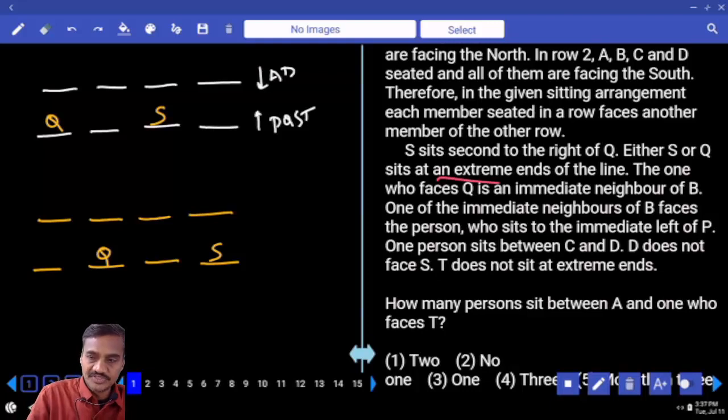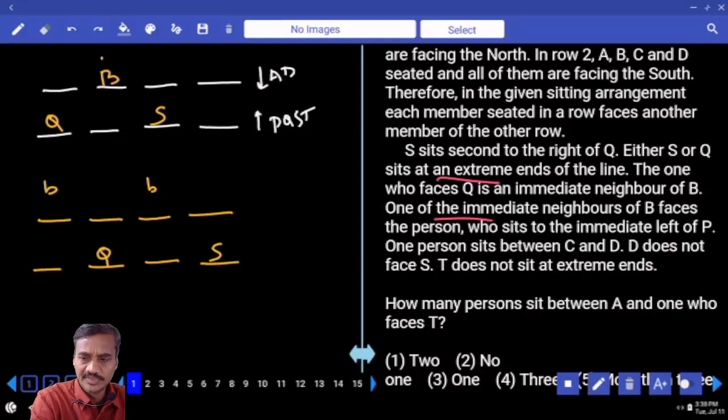The one who faces Q is an immediate neighbor of B. Now here again, the one who is facing Q is an immediate neighbor of B. B can be at any one of these two places. And next one, one of the immediate neighbors of B faces the one who sits to the immediate left of B. Now B is here and one of the immediate neighbors of B.